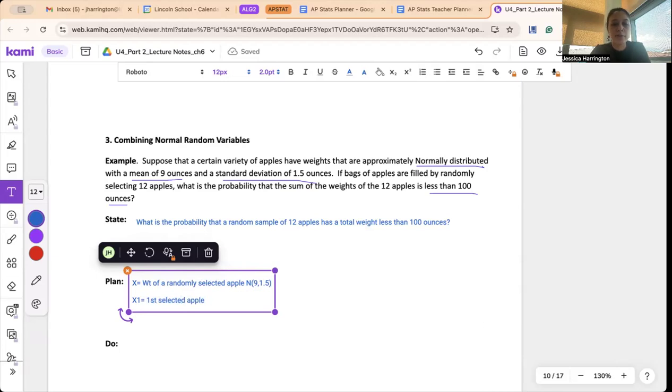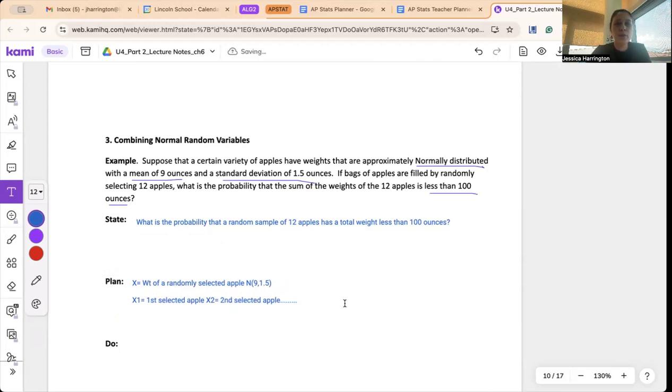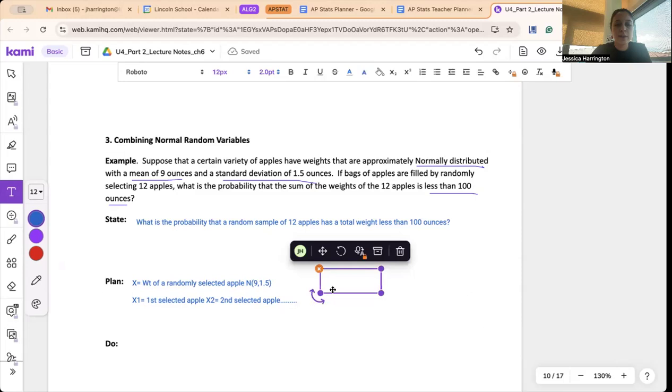I can't write X sub 2 right now, but X sub 2 would be the second selected apple, and so forth. Apple, dot, dot, dot. Okay, so if we're talking about the total of 12 apples, then the total equals X1 plus X2 plus X3, all the way to 12.